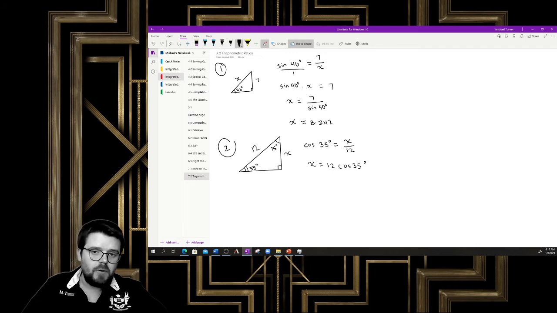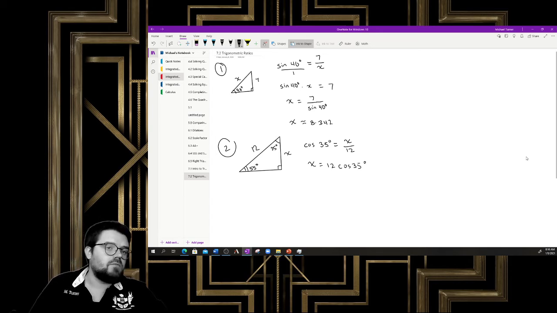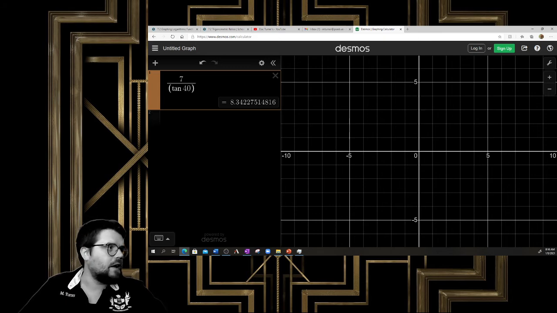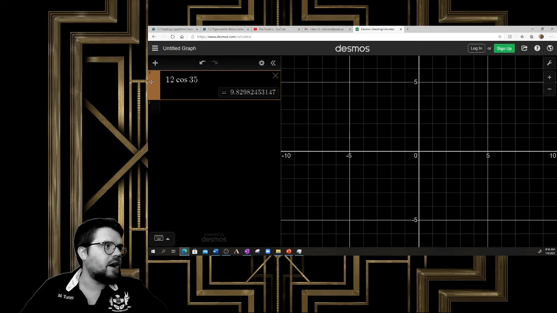In the first example, because of just how I had to solve for x, I ended up having to do division. Depending on where your variable is at, sometimes it's multiplication. So here I'm just doing 12 times the cosine of 35 degrees. So, again, with a physical calculator or Desmos, I'm doing 12 cosine of 35, which gives me an approximate value of 9.830.